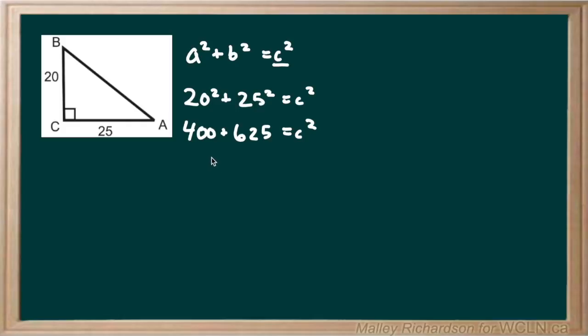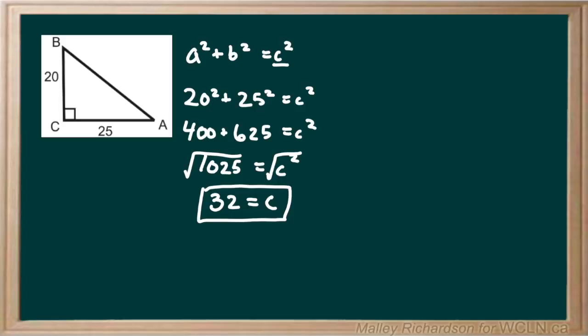When we add our left side together, we get 1025, all equals c squared, and then to get c by itself, we want to take the square root of both sides. The square root of 1025 is a rounded off number of 32. So our side length of c equals 32.